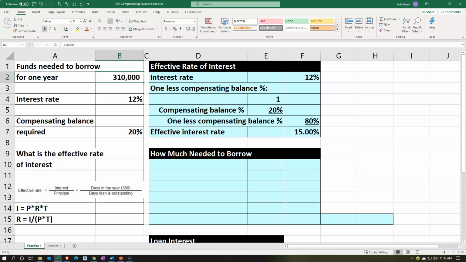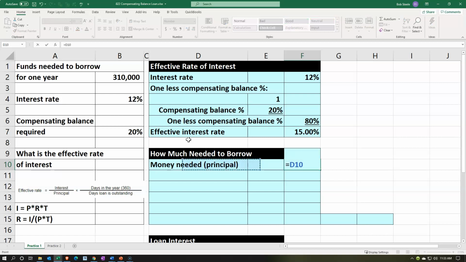So let's put that into a little worksheet here. I have 310, that's what I need, money needed, and we're going to call the money needed here the principal, even though we're going to have to calculate the loan interest on the full loan. So the money we need is going to be this 310,000. And then I'm going to take 1 less the compensating balance. 1 less the compensating balance.